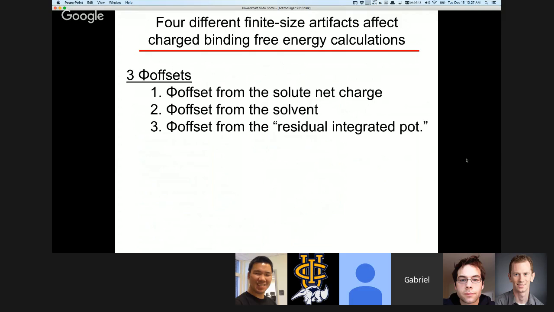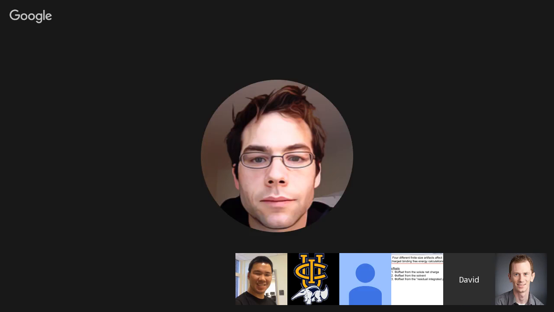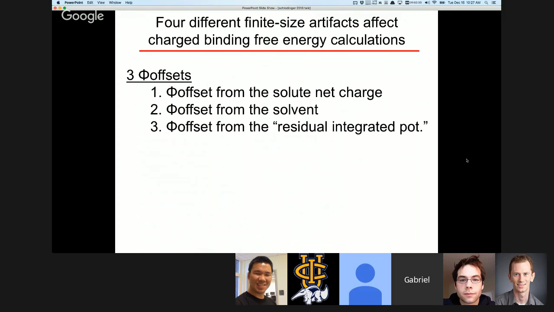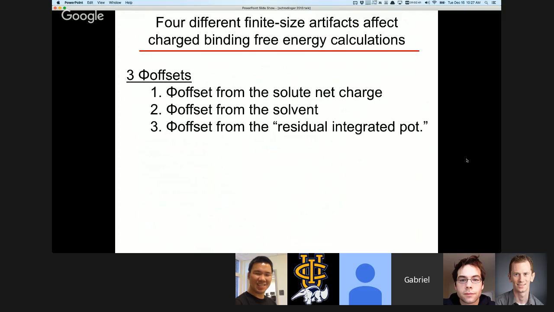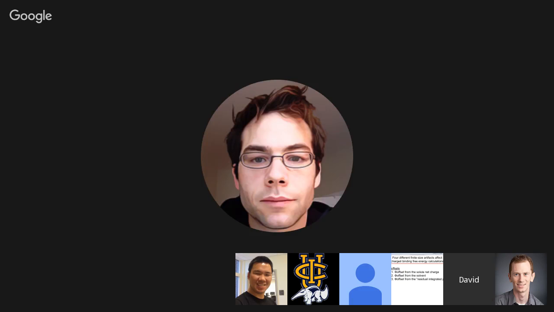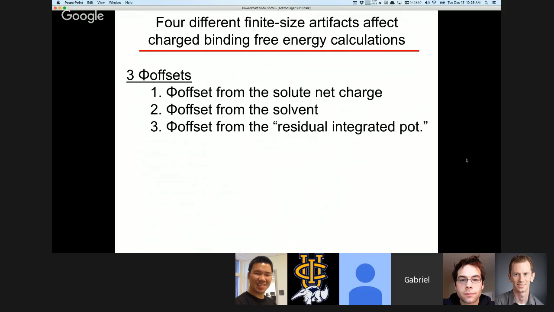And also, you have to correct for offsets caused by the term that we introduced, the residual integrated potential. This is the change in the average potential caused by factors that are not net charges or solvents, so it's a catch-all term for anything else. But in terms of protein binding calculations, the main contributor to this residual integrated potential is the protein itself. It's the protein's effect on the average potential in the unit cell caused by its weird charge distribution and its excluded volume. Both of these affect the average potential in the unit cell, inducing some offset potential that needs to be corrected for.